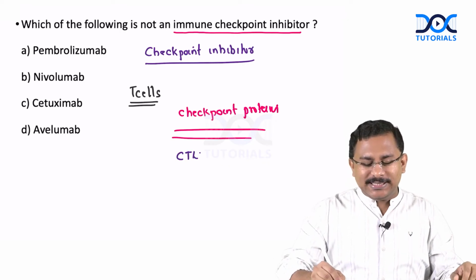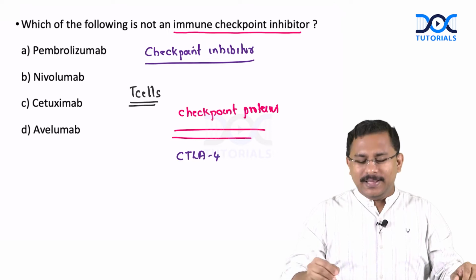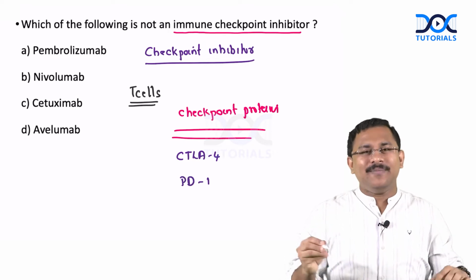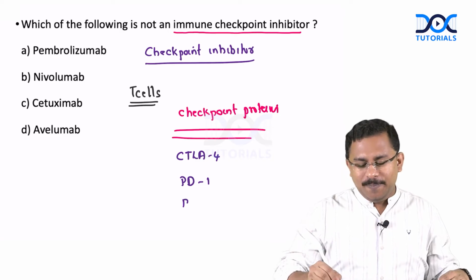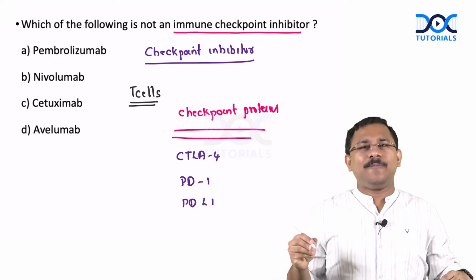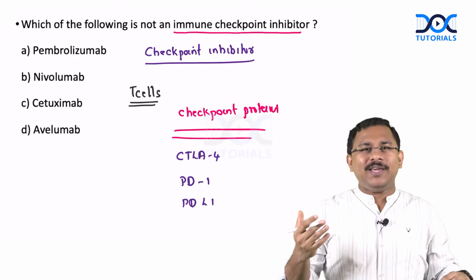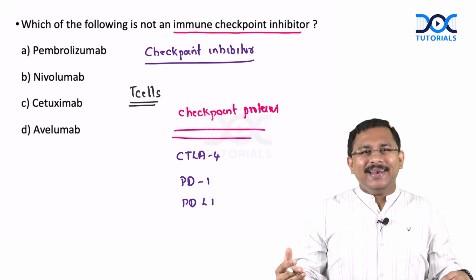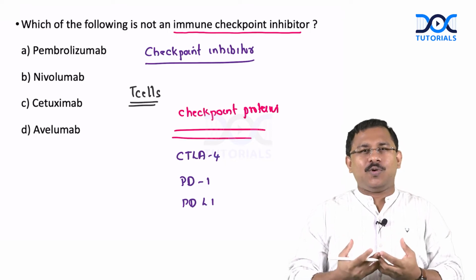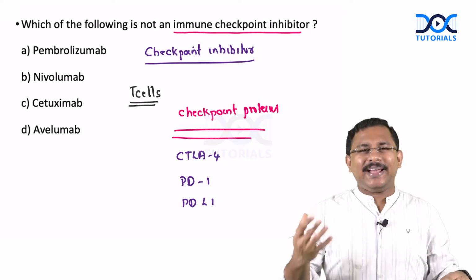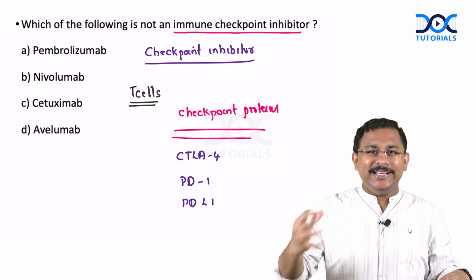One of these is CTLA4. Then you have PD1. Even PDL1 also. So a lot of checkpoint proteins are there. And these inhibitory molecules or checkpoint proteins are highly expressed on the anti-tumor T cells.